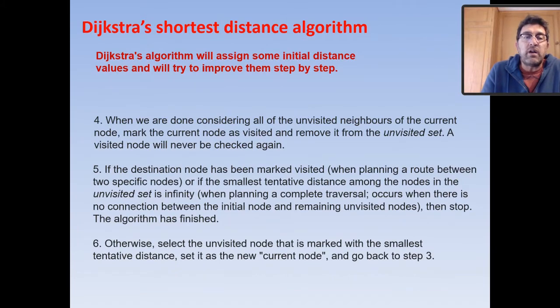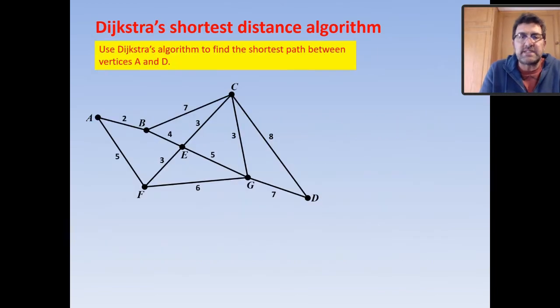Okay, so when we are done with considering all of the unvisited neighbors of the current node, mark the current node as visited and remove it from the unvisited set. A visited node is never to be checked again. Okay, if the destination node has been marked visited when planning a route between nodes, or if the smallest tentative distance among the nodes in the unvisited set is infinity, then we stop. The algorithm is finished. Otherwise, select an unvisited node and repeat this process. Let's see how it works.